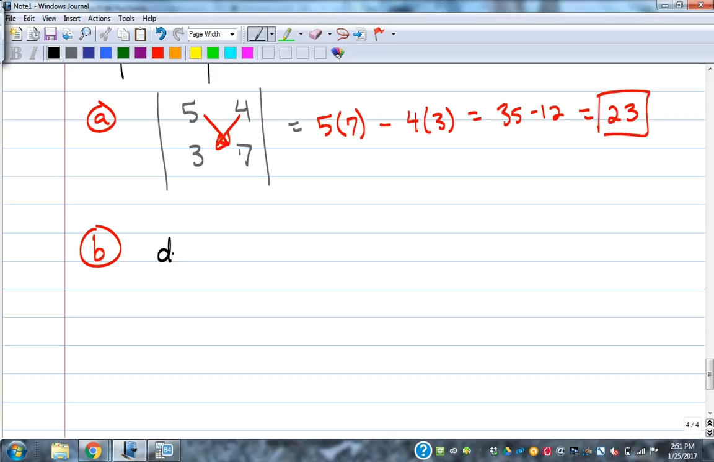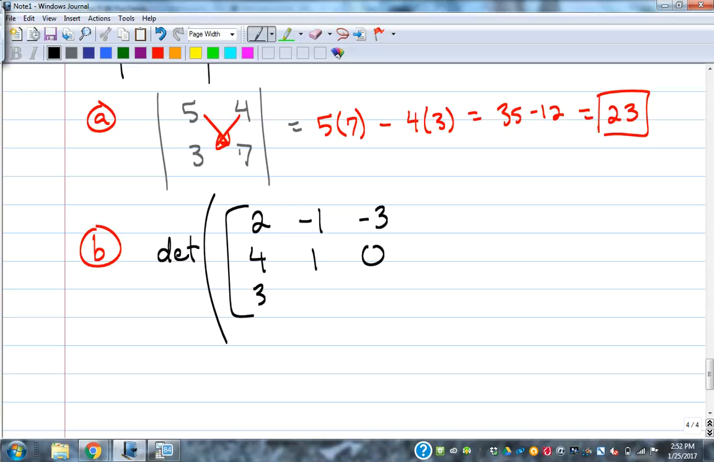So let's find the determinant. Sometimes they'll write it like this, DET, and they'll put a matrix in there: 2, -1, -3, 4, 1, 0, 3, -4, -2. Sometimes they'll write it that way. Sometimes they'll put it in the absolute value looking marks. Either way, it's find the determinant of that matrix. This is a 3 by 3. So I'm going to put that into the calculator as a 3 by 3 matrix. Let's do that.